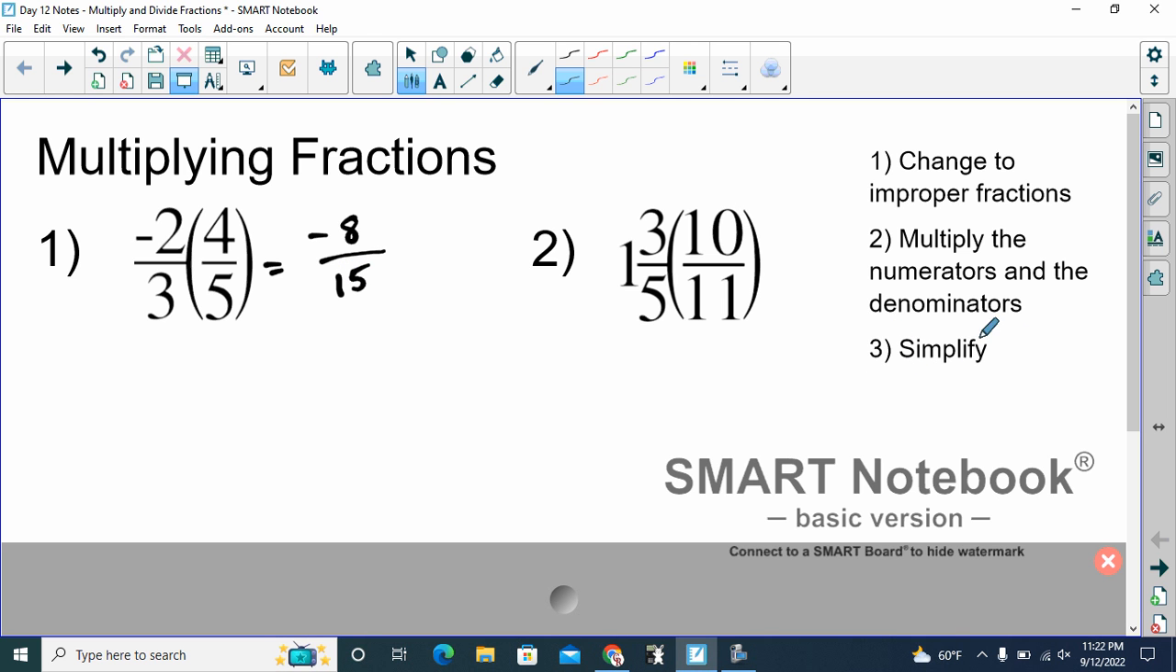Reduce if we can. We need to write our answer in simplest form. 8 and 15. There's not anything other than 1 that I can divide those both by. So we are finished. That is our answer. -8/15 is correct.